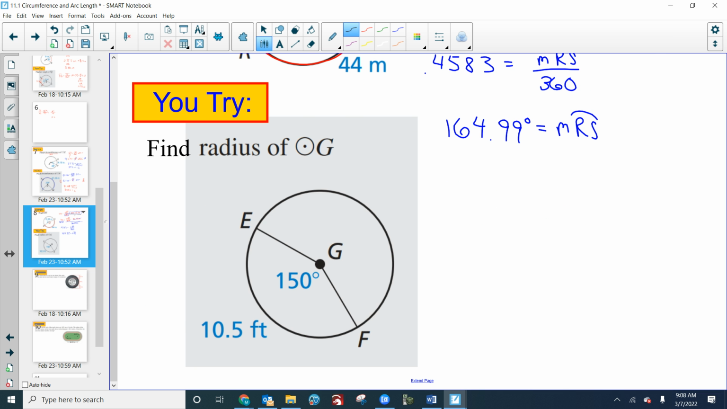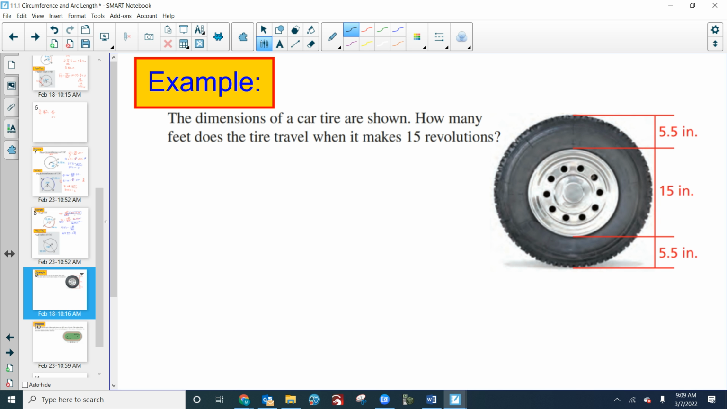All right, I want to get to another type of problem for you guys to make sure we're okay with this. All right, the dimensions of a car tire are shown. How many feet does the tire travel when it makes 15 revolutions? Well, have you seen this before, where you put a point on a tire or on a wheel of some sort and you roll it? I guess typically you put it on the bottom of the tire to start. Like if you put it on the bottom of the tire and you roll it until that point hits the ground again. Have you ever seen that happen?